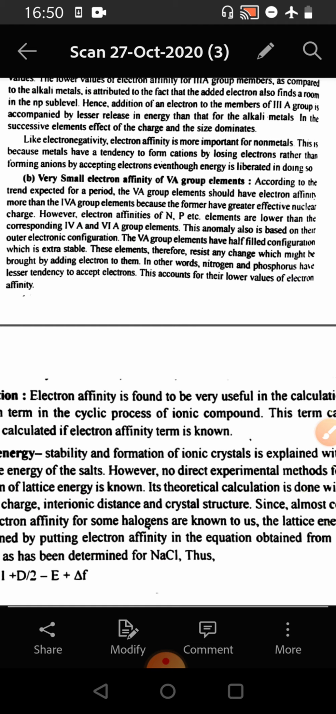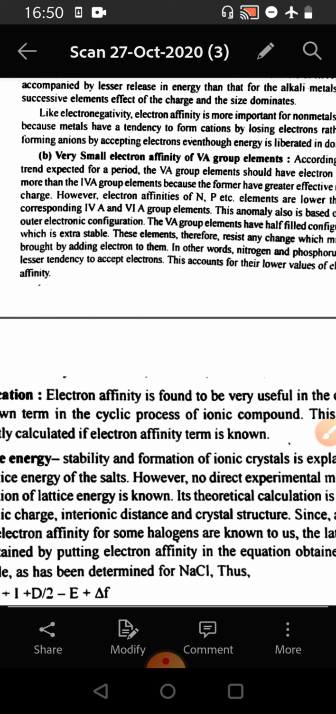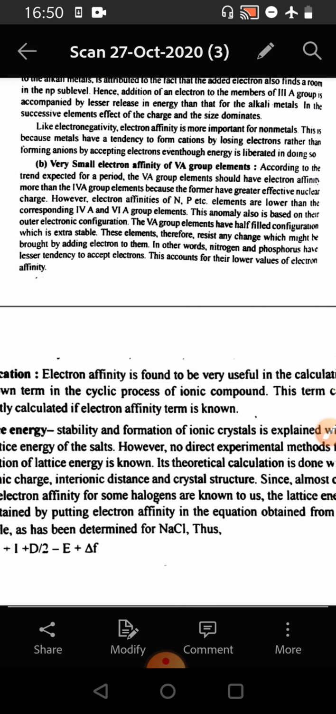This anomaly also is based on the outer electronic configuration. The fifth group elements have a half-filled configuration which is stable, and these elements therefore resist any change which might be brought by adding an electron to them. In other words, nitrogen and phosphorus have a lesser tendency to accept electrons. This accounts for their lower values of electron affinity.